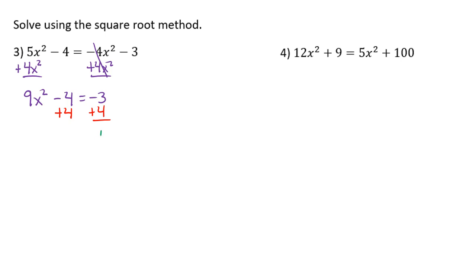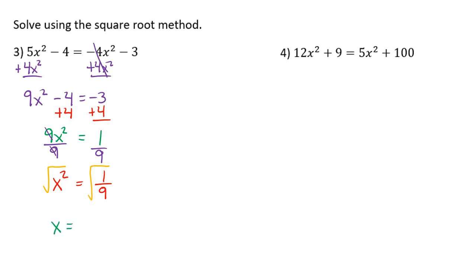So I'm going to have a 1 equals 9x squared. Now, once again, I want to go ahead and get x squared by itself. So I'm going to divide both sides by 9. So I'm going to have x squared equals 1 over 9. And I want to get rid of the square because I want to know what x is. So I'm going to square root both sides.